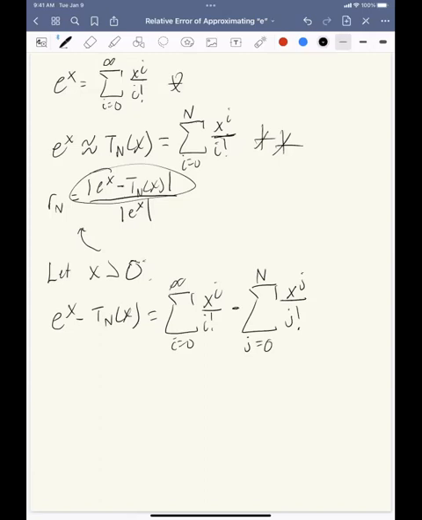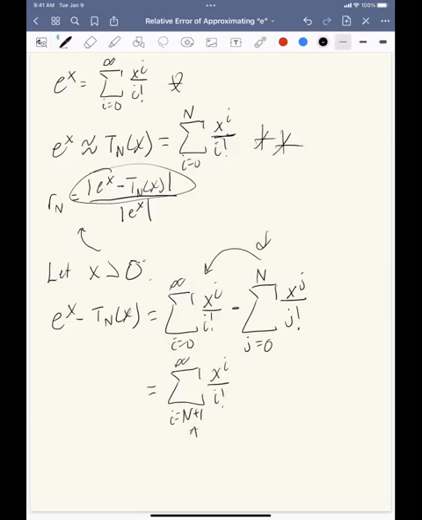Okay. But what can we know here? These n terms in this sum are all already in this sum. So all this difference really is the sum from n plus 1 to infinity of x to the i over i factorial. We're just removing those terms from that power series. The result is still a power series, but we're just starting at n plus 1 now.